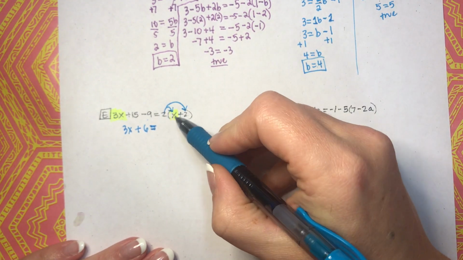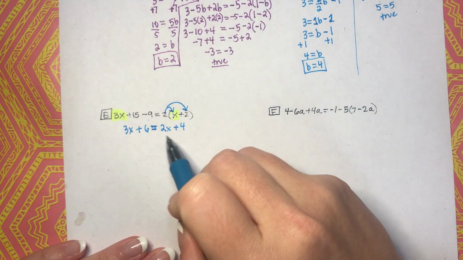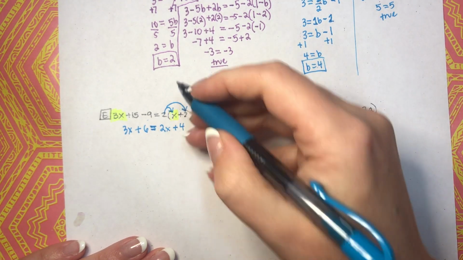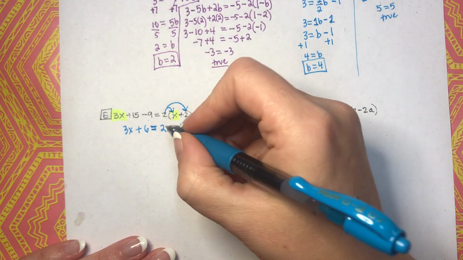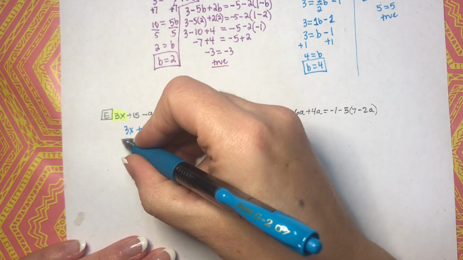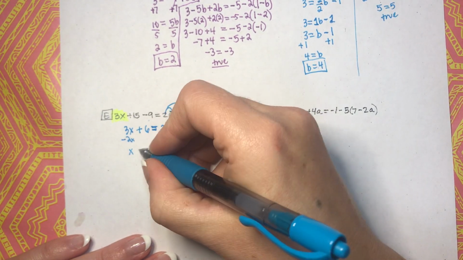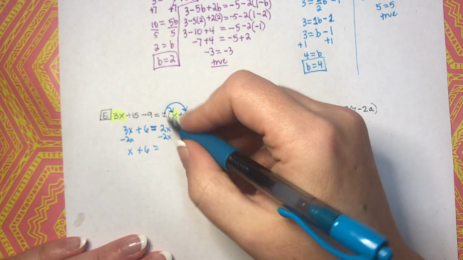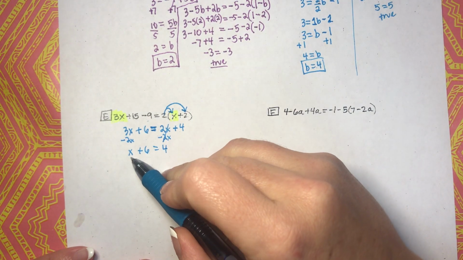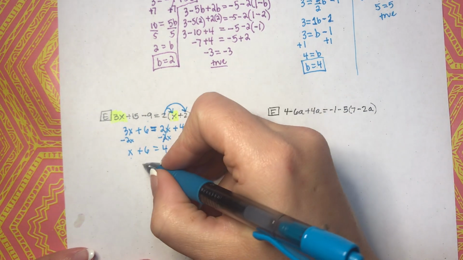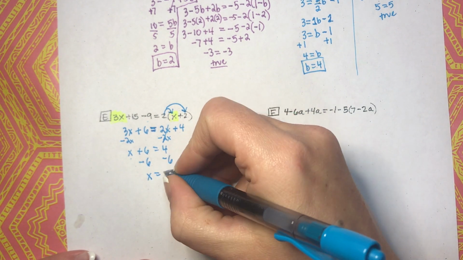2 times x is 2x. 2 times 2 is 4. Now we have variables on both sides. We're going to move the smaller one, which would be this one. Inverse operation: this is a positive 2x, so we do the opposite, negative 2x, to both sides. 3x minus 2x is just x, plus 6 equals 2x minus 2x cancels out, and we're left with 4. We're trying to get x by itself, so we need to get rid of this positive 6 by subtracting 6 from both sides. We're left with x equals 4 minus 6, which is negative 2.